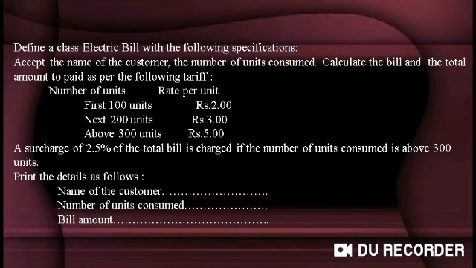if the number of units consumed is above 300, and you have to print the details as follows: name of the customer in one line, followed by the number of units consumed in the next line, followed by the bill amount, that is your total bill amount which you have to pay in all the three cases. Let's say if it is 100, then what will be the bill amount? If it is next 200 units, then what would be the bill amount? If it is above 300 units, then what would be the bill amount?